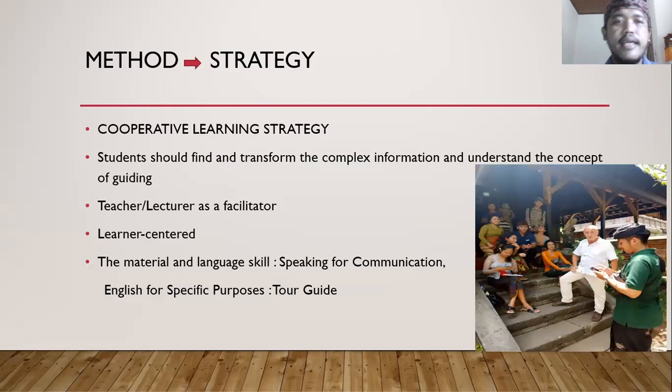Next, after the method, we discuss the strategy. The strategy we use here is a cooperative learning strategy. Why do we use this strategy? Because before they go to the spot or tourism object, they should find more information about the tourism object to be visited. For example, before they go to Museum Bali, they have to know some information about Museum Bali.